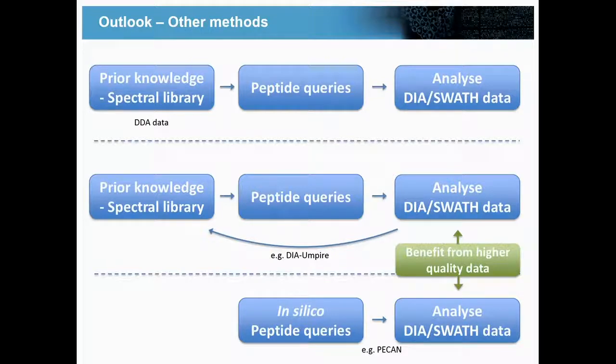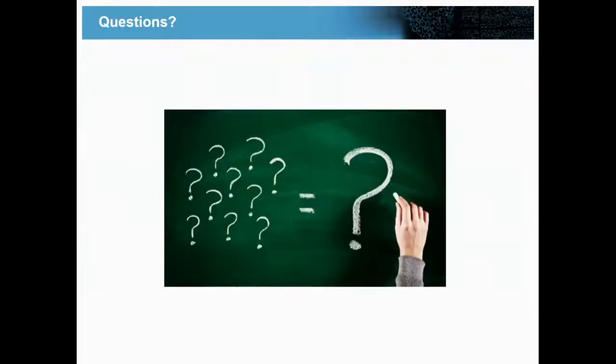I think it's interesting to note that these two approaches, which don't require the prior knowledge, there's some evidence that they work better when you increase the quality of the data. So as the instruments get better and the windows get smaller, the selectivity gets better, and these work better and are more comparable with the performance of this. But this is something that will come up, I think.